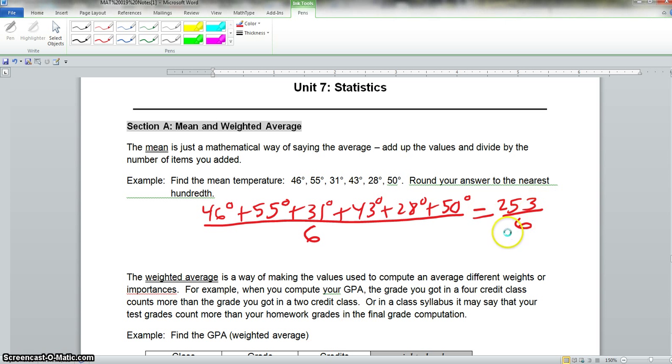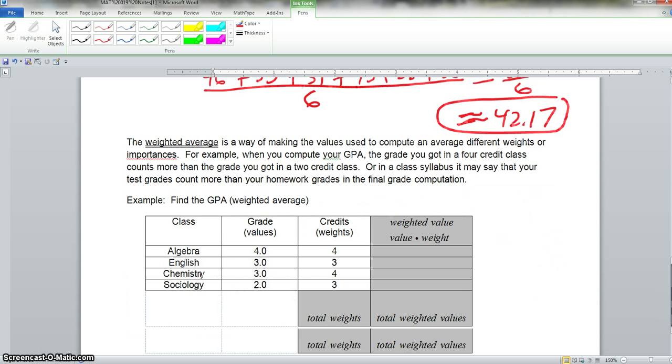Now, you can use your calculator in this section, and if you use your calculator, when you round these values, we will make an approximation symbol here. It'll be 42.17, and that will be your mean.